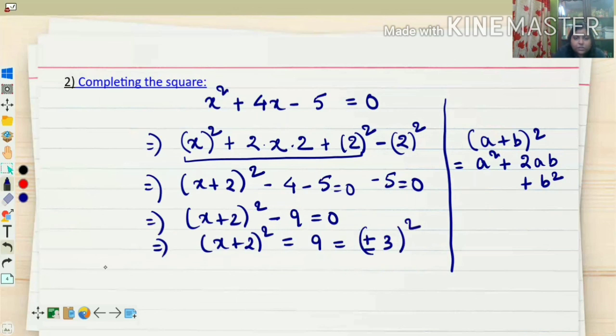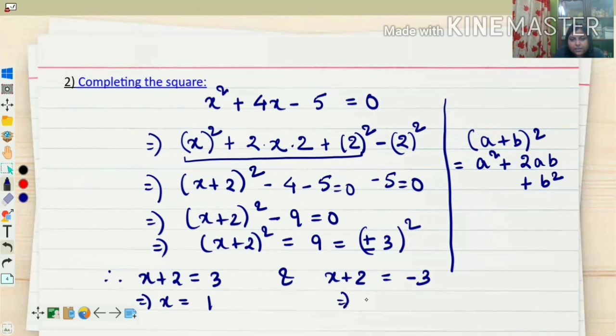So what values will we get? x plus 2 equal to 3 and x plus 2 equals minus 3. After solving, what do we get? x equals 1 and here x equals minus 5. So therefore x equal to 1 and minus 5 are the roots of this quadratic equation. So I think you understood this method also.